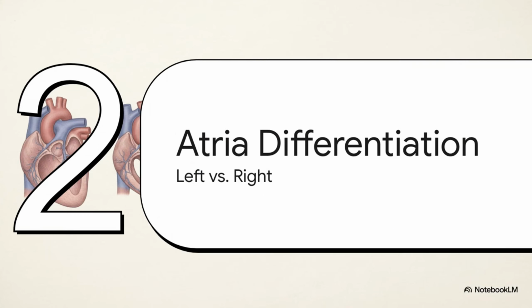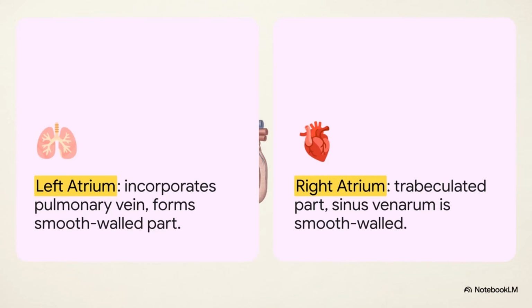Section 3, Differentiation of the atria, left versus right. Let's see how this all builds into the final anatomy. So it's not just about building a wall between the chambers. The left and right atria actually mature into very distinct anatomical forms based on where they came from embryologically. On the left side, a single embryonic pulmonary vein develops. As the heart grows, this vein and its branches are literally incorporated right into the wall of the left atrium. That's what gives the adult left atrium its large, smooth-walled appearance.